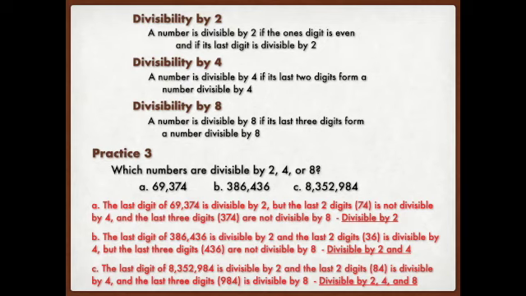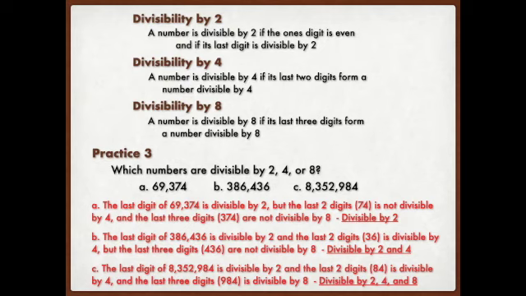So let's look at letter A, 69,374. Can 74 be divisible by 4? No. Okay, let's look at letter B. Can 36 be divisible by 4? Yes, it can. 4 times 9. Okay, let's look at letter C. The last 2 digits, for divisibility by 4. Can 4 go into 84? Yes, it can.